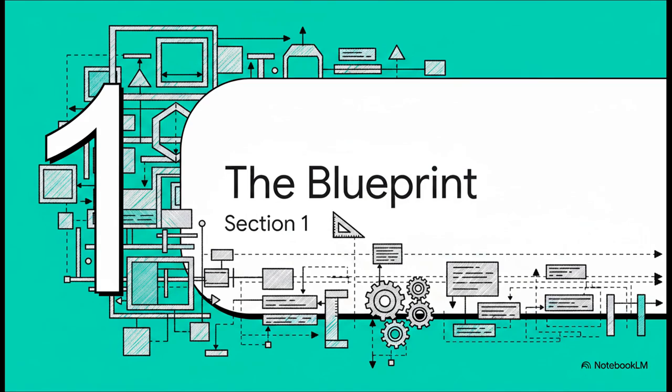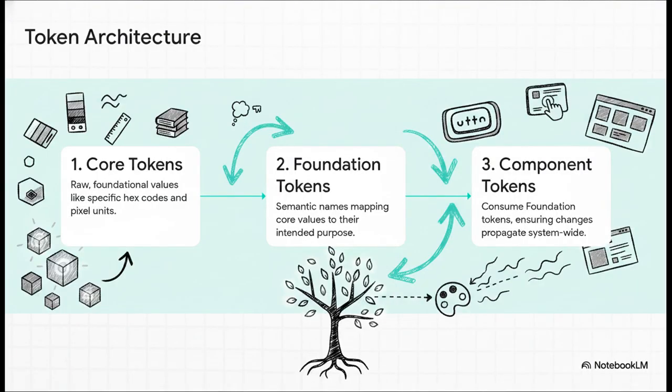Okay, Section 1, the blueprint. You see, building a system that can actually do this isn't about just throwing some shapes and colors on a canvas. It needs a really solid, rule-based foundation. Think of it like a real architectural blueprint that dictates every single decision from the very start. So, here's that blueprint in action. It's a super strict three-tier token architecture.